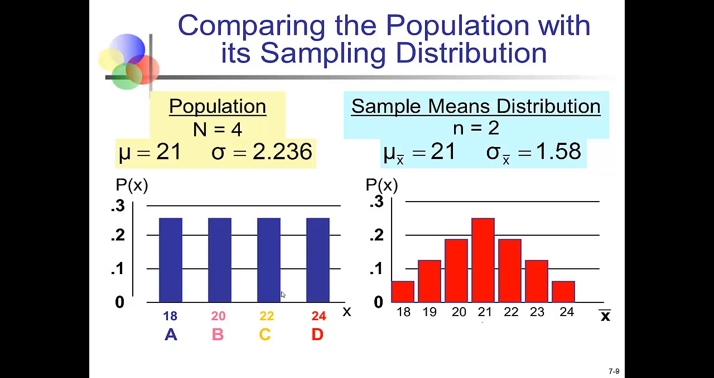If we're taking any two values from the population and averaging them together, those two values averaged together are more likely to be close to the center of the distribution than an individual value of the population itself. So the spread of those means will be less because we're averaging together individual values from the population.